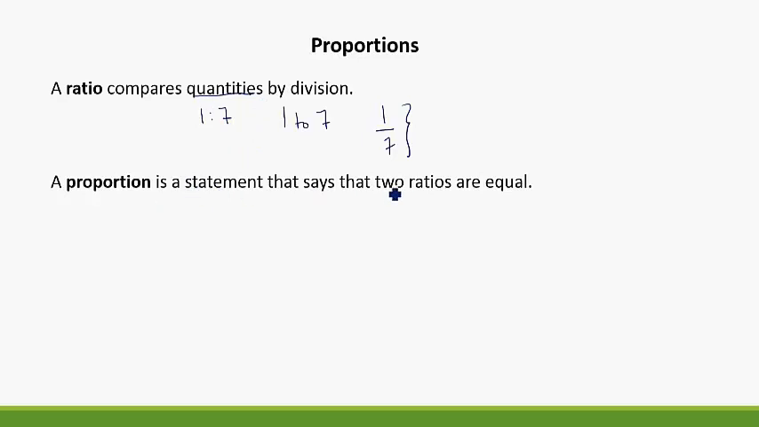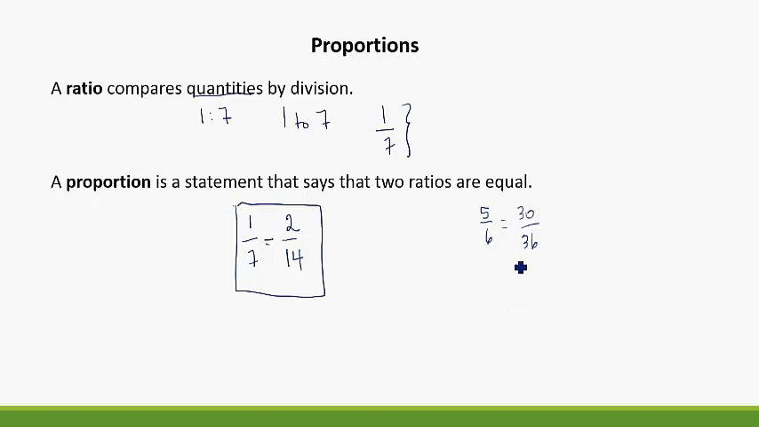A proportion is a statement that says two ratios are equal. So based on this ratio, if we had 14 students in the class, then we would expect there to be approximately 2 males. You can see that these ratios are equal, and I just did that by doubling. 7 times 2 is 14, 1 times 2 is 2. So this right here is a proportion. Let's say 5 over 6 is equal to 30 over 36. Again, another proportion, showing that these two ratios are equal.